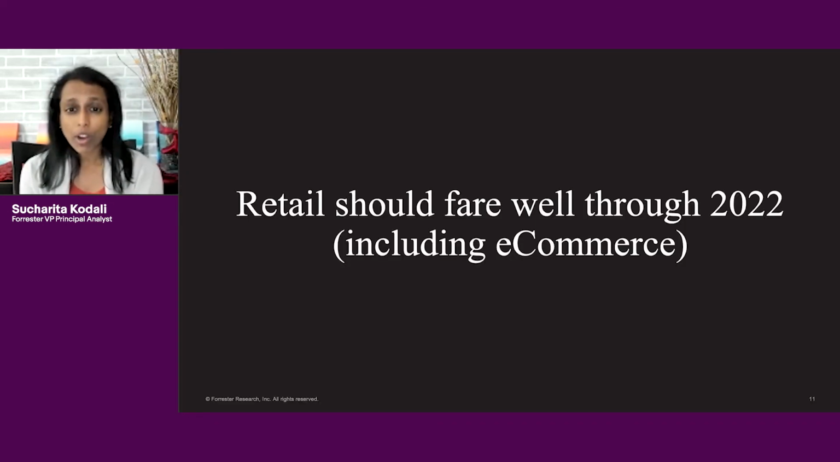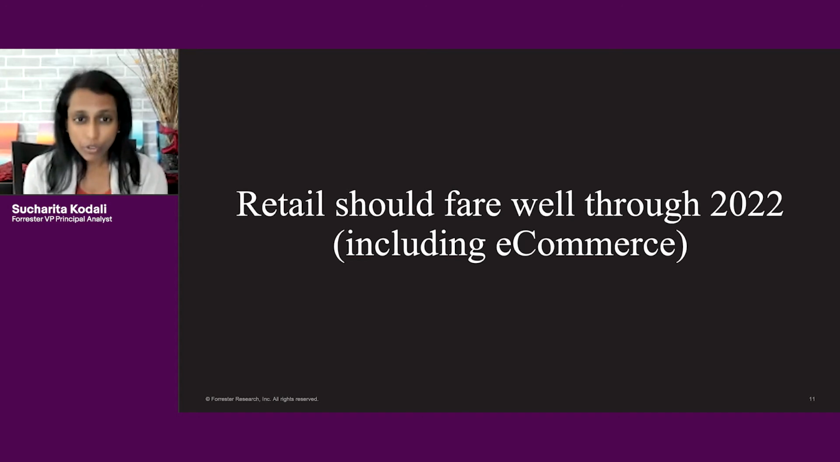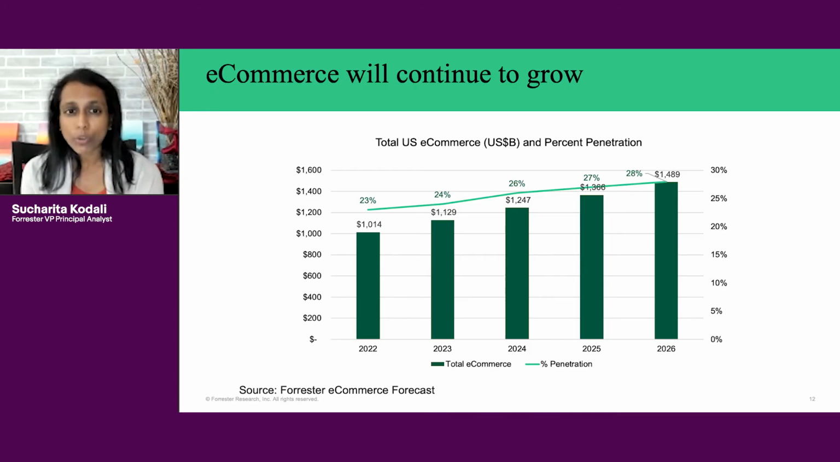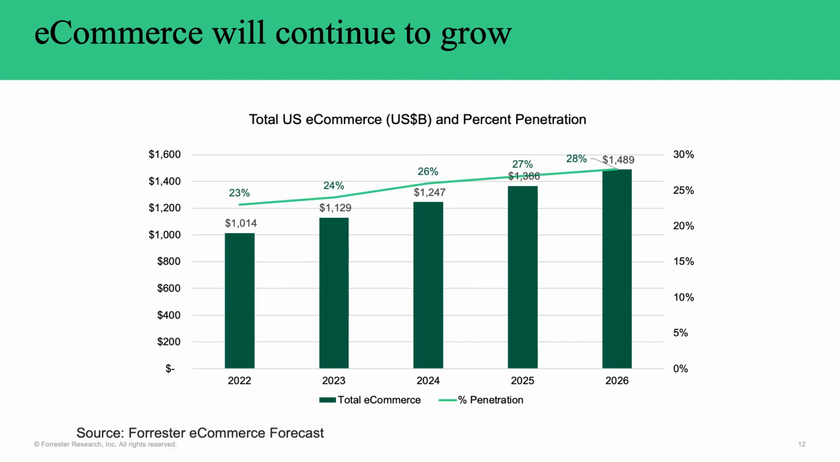So just to summarize, because I just want to make this crystal clear, retail should fare well, and e-commerce should also fare well. And I think this next slide is actually an e-commerce number. One of the things that we do at Forrester is that we do forecasts every year. And this is our 5-year forecast of e-commerce sales in the US. And a couple of things that I want to point out.